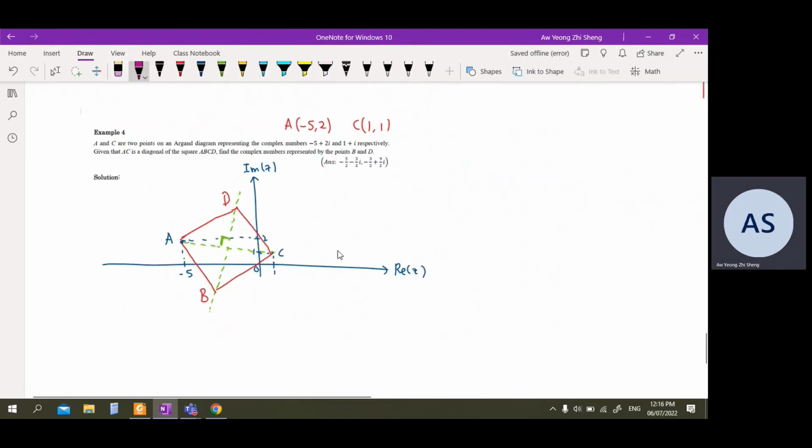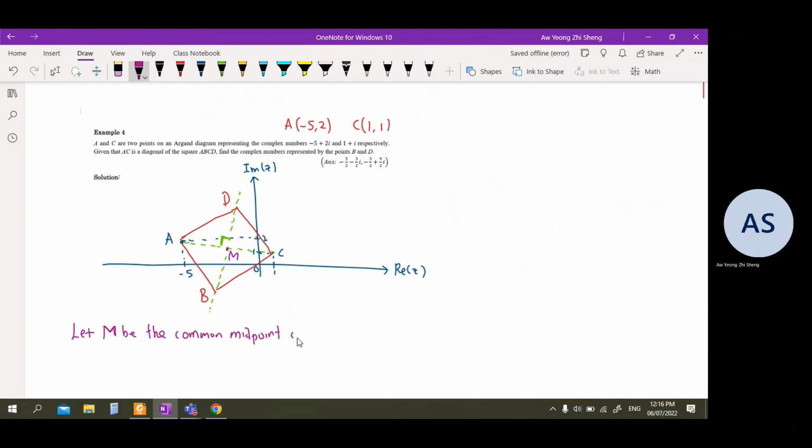Right. Now let's do a bit of planning first. Okay, this time we have information on the coordinates of A and C. Okay. So AC forms the diagonal, and we know the diagonal AC and BD share a common midpoint M. Okay. To make sure my reader knows what my M is, I will just write in a sentence, let M be the common midpoint of AC and BD.